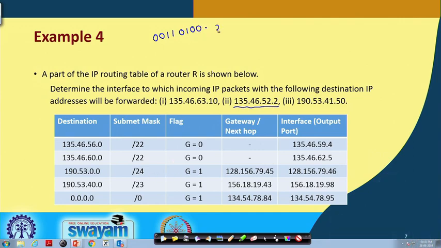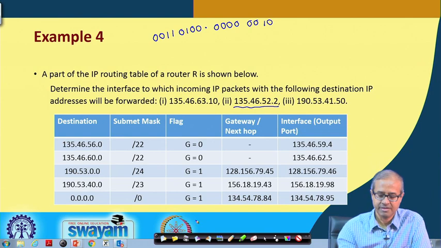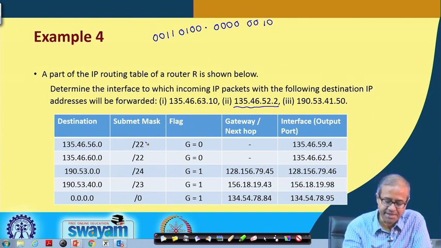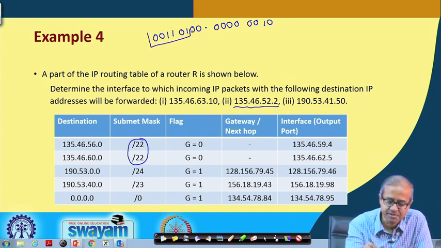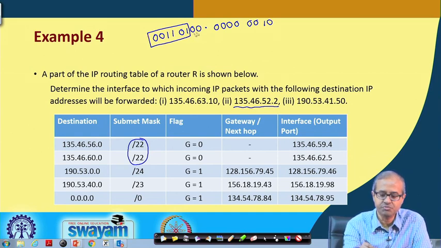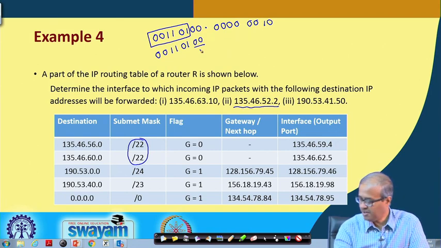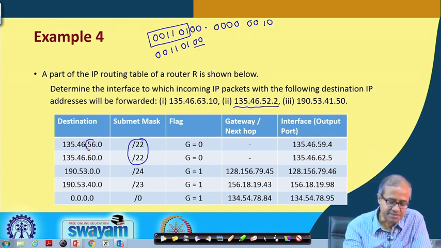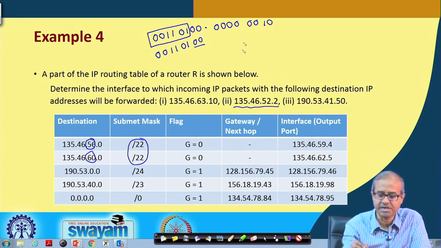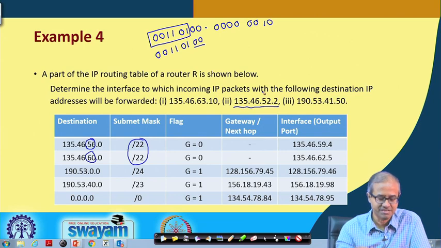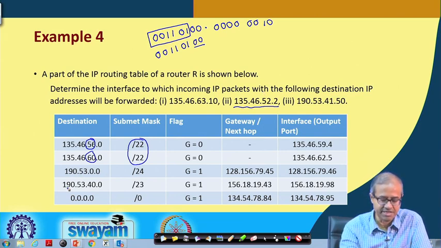Dot 2. 2 is 0000 0010. And here again we will be taking these 22 bits, 8 and 8, 16, and we will be taking 6 bits from here. And these 2 bits are anyway 0. So, if you do a bit by bit ANDing with this, it will remain as 52, but you see this is 56 and this is 60. So, it is not matching with 52. So, there will be no match. There will also be no match here with 190, also no match here.